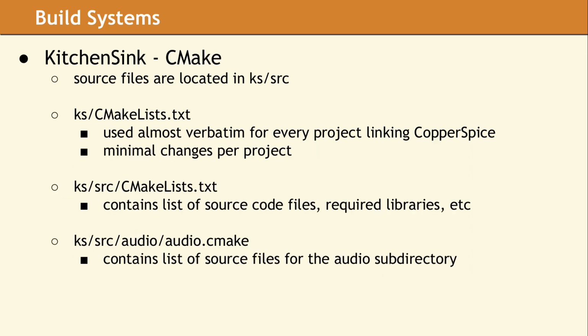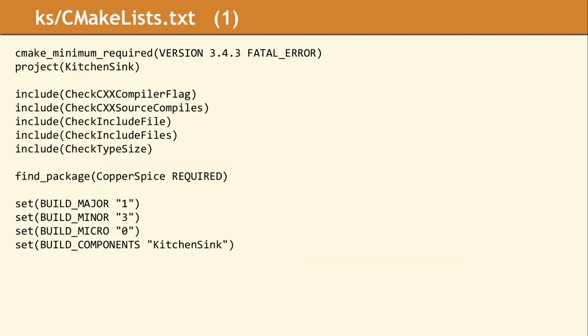In a project that uses CMake, you will have a CMakeLists.txt in the root. You may also have one in your source folder, one level down. In the Kitchen Sink project, we also have subfolders below source. We have 5, and we're going to show the audio CMake file that handles that subfolder. We're going to start with the root CMake file.